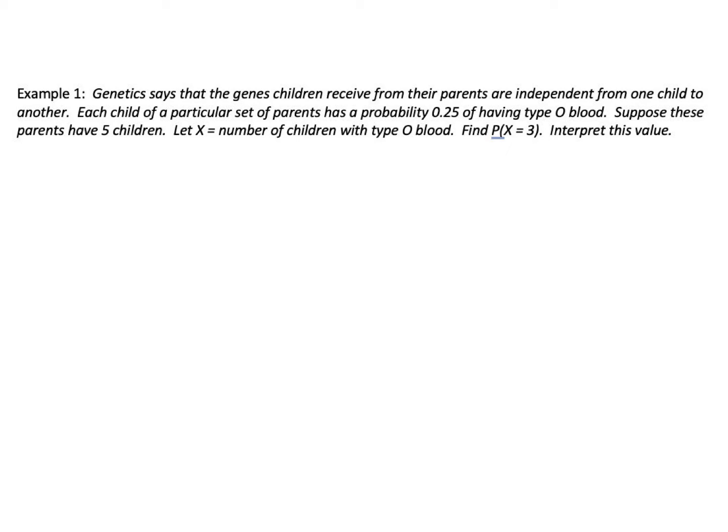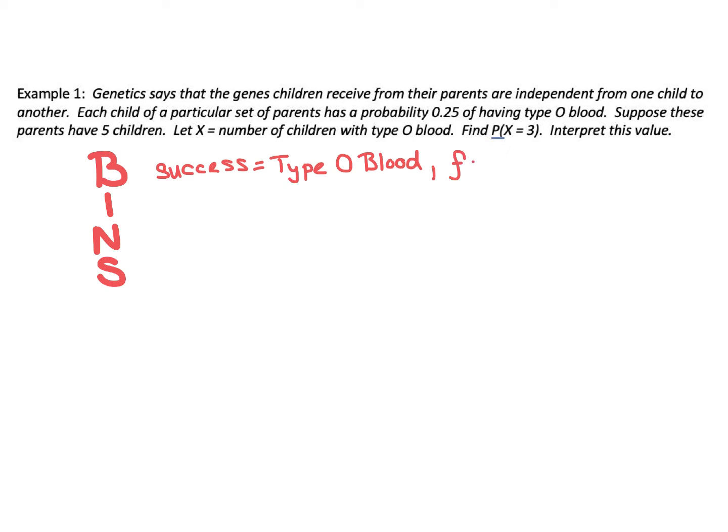Well, we were looking for the probability of 3 out of a fixed number of 5 children, which is where my brain goes, oh, I could potentially use the binomial distribution here. So I need to check and make sure that my conditions are met. Is it binary? Well, yes. A success is type O blood, and a failure would be not having type O blood. Is it independent? Well, yes, we are told in the scenario that one child's blood type is independent of another.